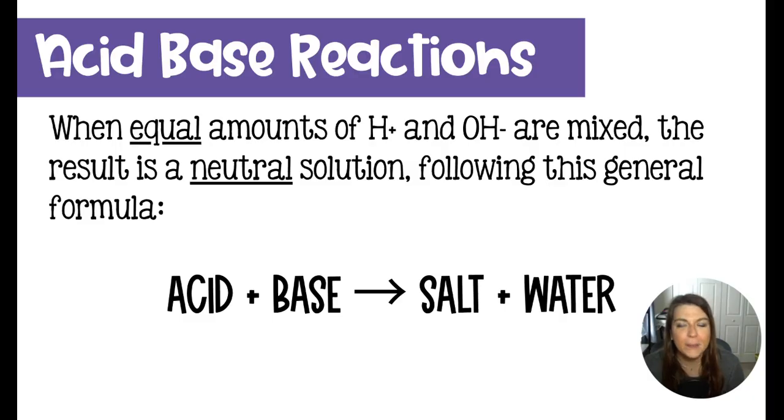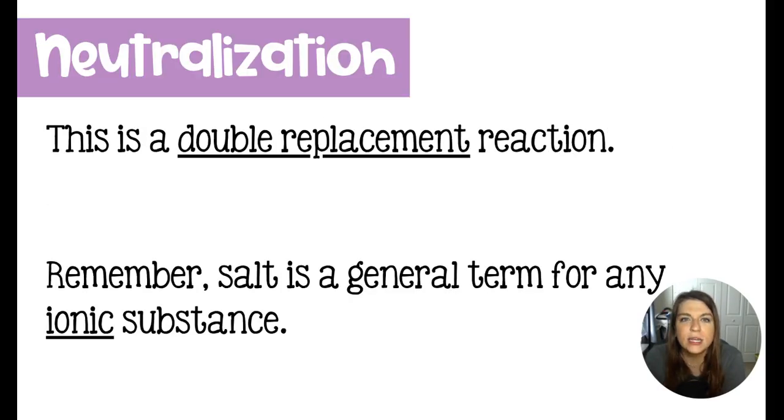All right, first up, we have when equal amounts of H plus and OH minus ions are mixed, i.e. solutions with an equal concentration of H plus and OH minus, the solution is going to be neutral, and it's going to follow this formula. Acid plus base yields salt plus, you guessed it, water. This is a neutralization reaction, and it's a double replacement. It's important to remember that salt is a general term for any ionic substance.